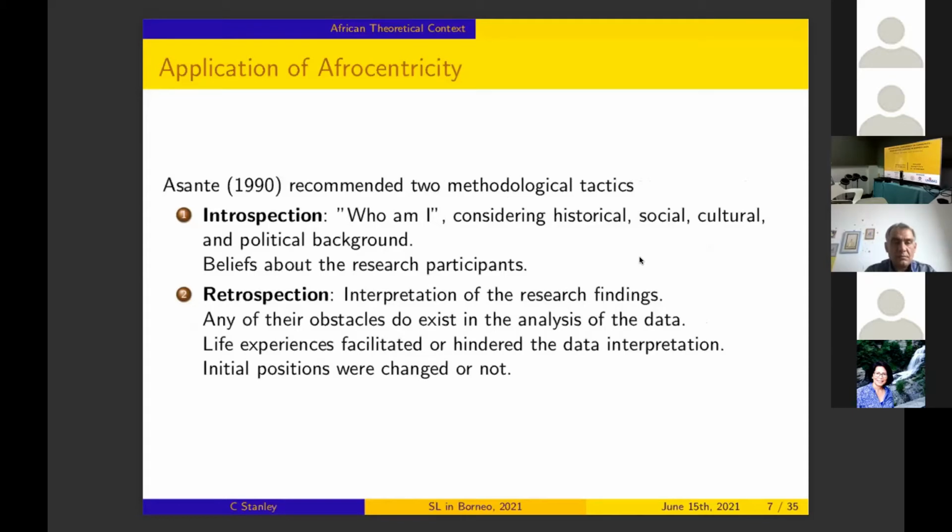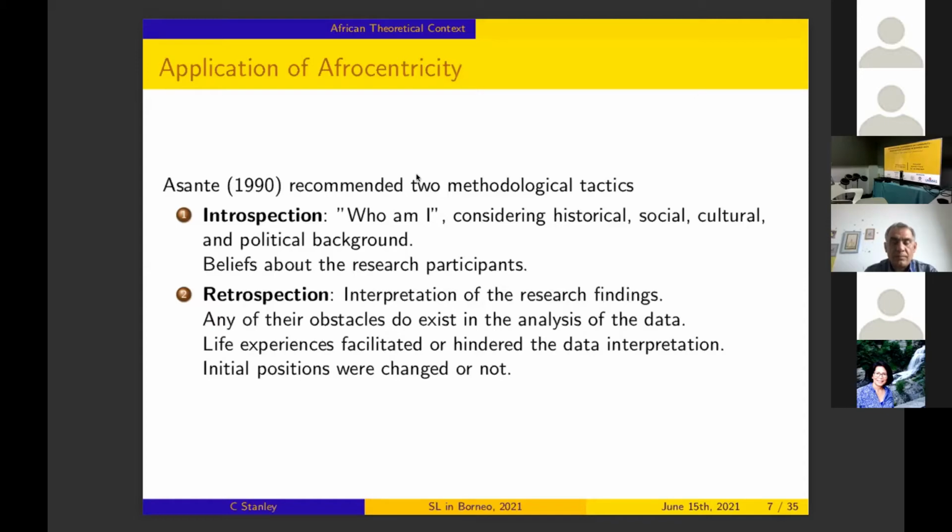So introspection and retrospection. Introspection: who am I, considering the historical, social, and cultural underpinning of the political background, because that sometimes influences how you engage with the communities. And you should also have a retrospection, an interpretation of the research findings. Did any obstacles exist in the analysis of the data? Did life experiences facilitate or hinder the data interpretation?